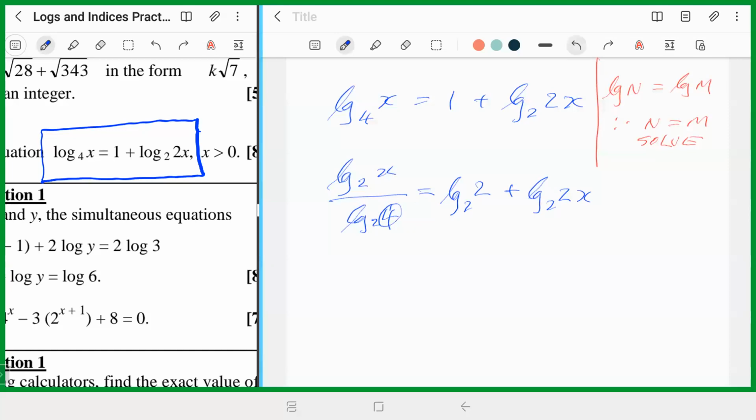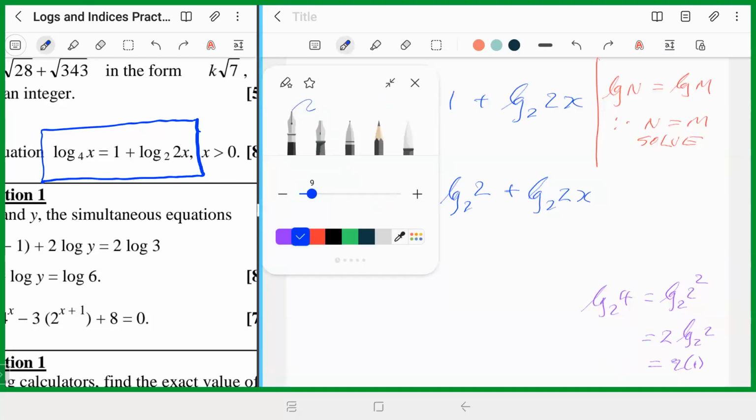Why it is 2. So we have log to base 2 of 4. The log to base 2 of 4 is the same as the log to base 2 of 2 squared. This 2 comes to the front. So then it becomes 2 times log to base 2 of 2. And log to base 2 of 2 is 1. So it becomes 2 times 1, which is 2. That's why this under here is 2. Right? That under there is 2. So I'm going to write this there.